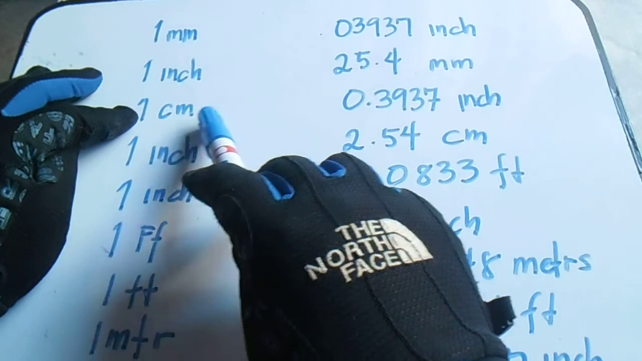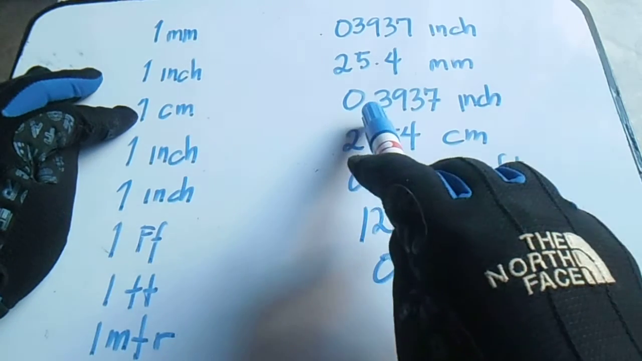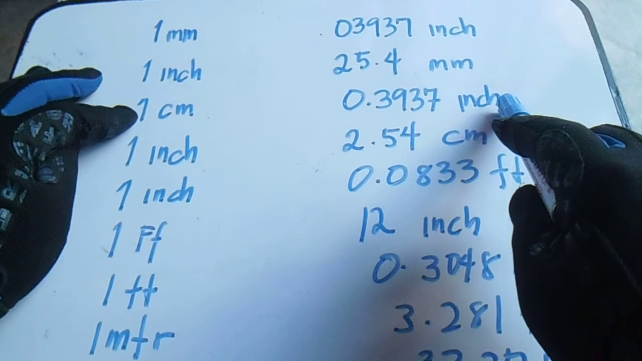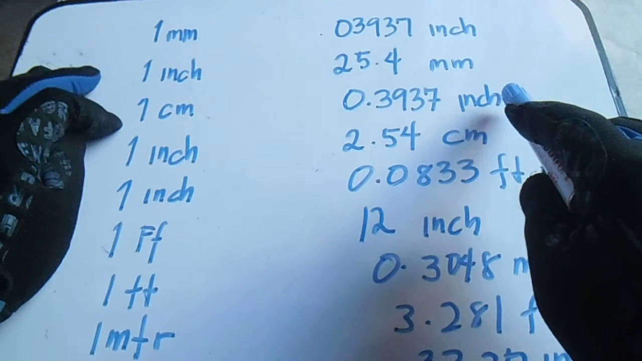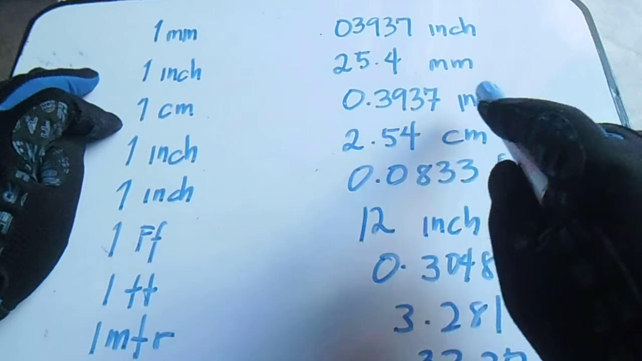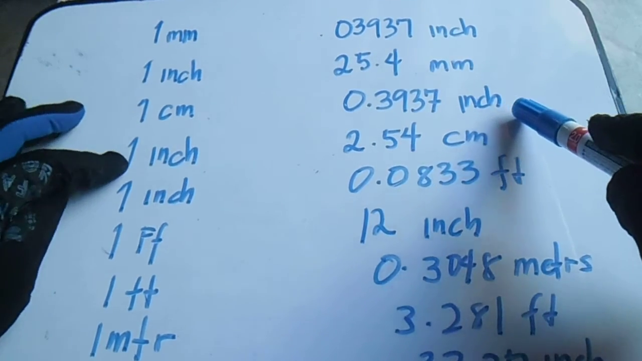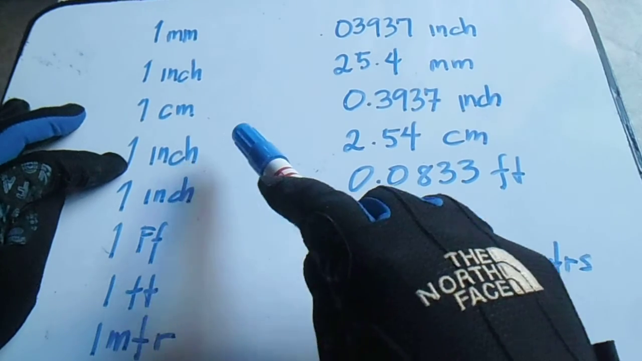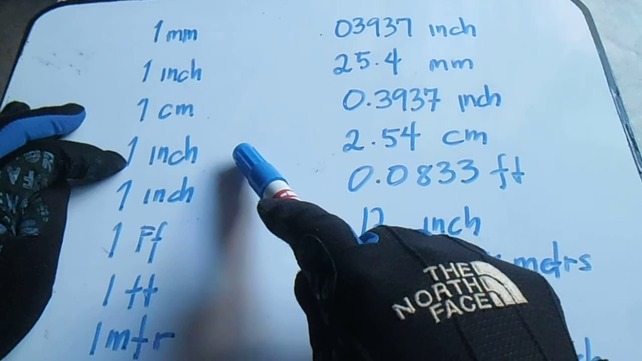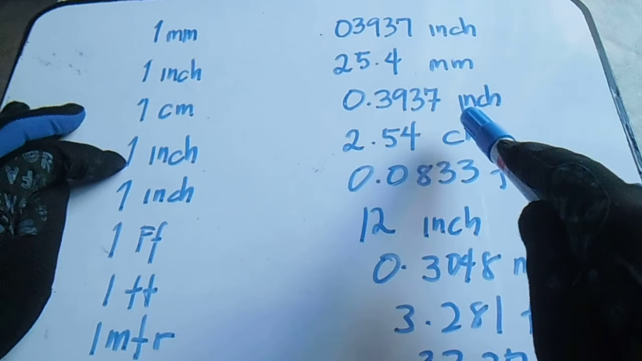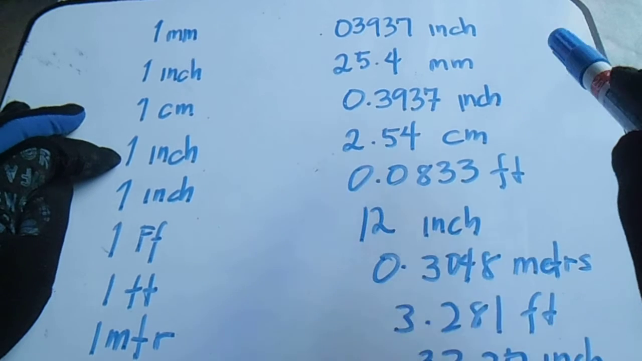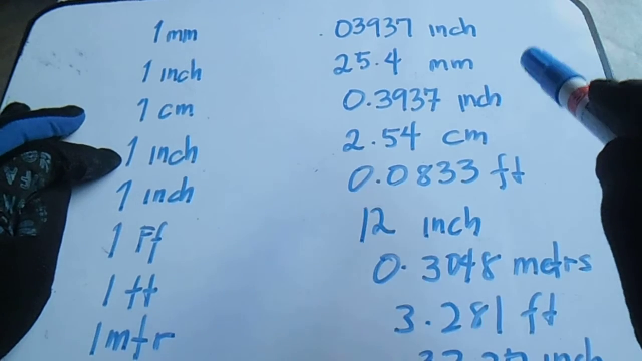Centimeter to inches. So 1 centimeter, multiply by 0.03937 inches. If we have 10 centimeter and you want to convert them to inches, just multiply by 0.3937 inches. Next is 1 inch, so we will convert it to centimeter. 10 inch, multiply by 2.54 equals centimeter.